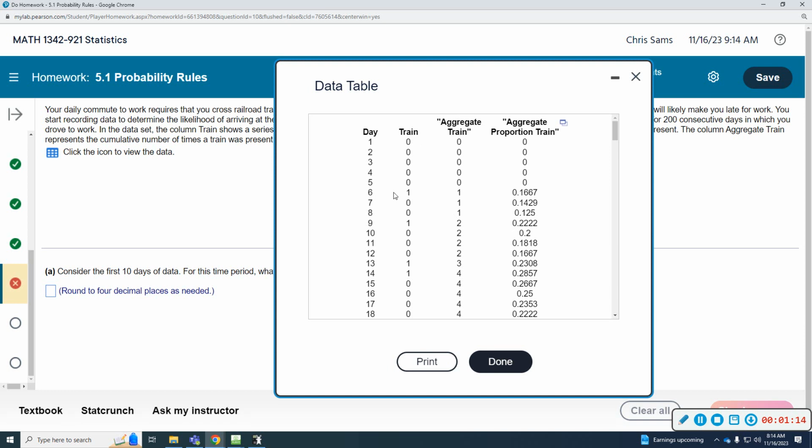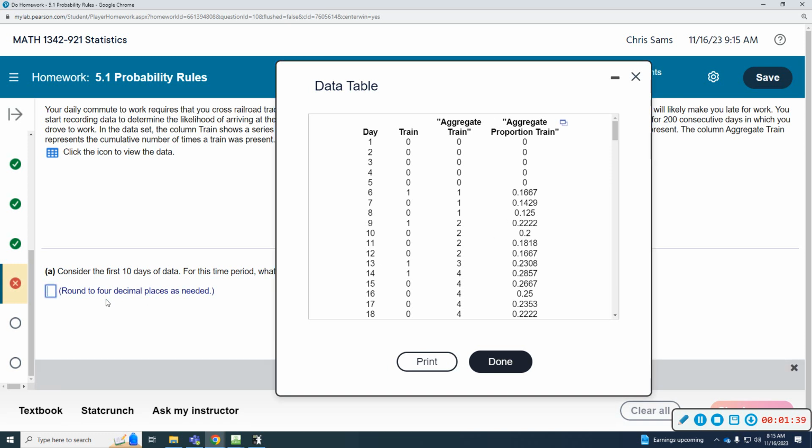So we had a train on day 6, and that's when the first one shows up, and it just continues to count that same 1 until another train pops up on day 9, and then they change it to a 2. So this is the total number. No new train came, so there was only 2. So 2 out of 10 shows the aggregate proportion right here is 0.2. You don't even have to do much work, just be able to read the data. So 0.2, 20%.